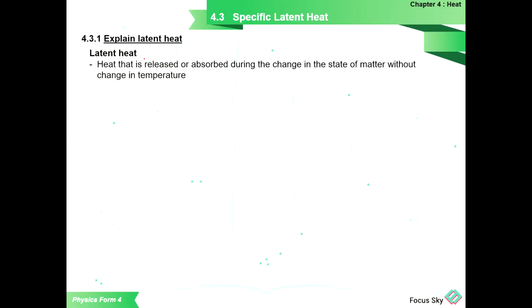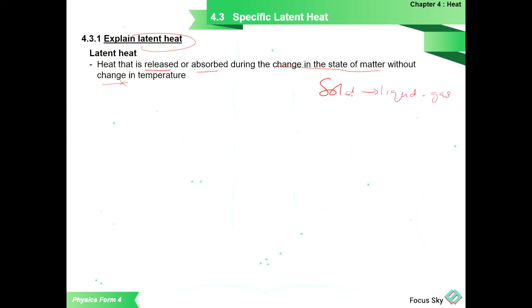So what is latent heat? Latent heat is heat that is released or absorbed during the change of state of matter without change in temperature. So we have three states of matter. We should have 5 by now, but we just learned 3. So we have solid, liquid, and gas.